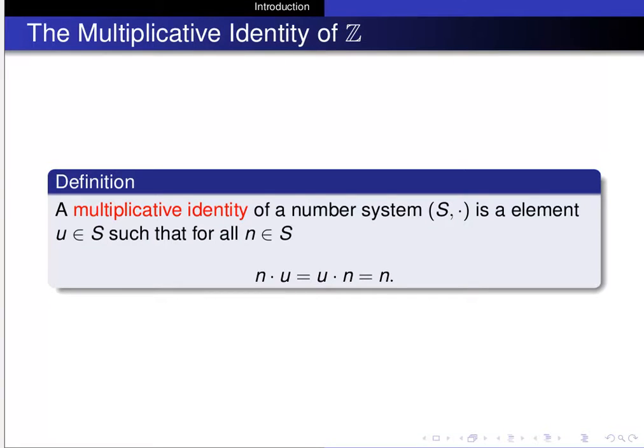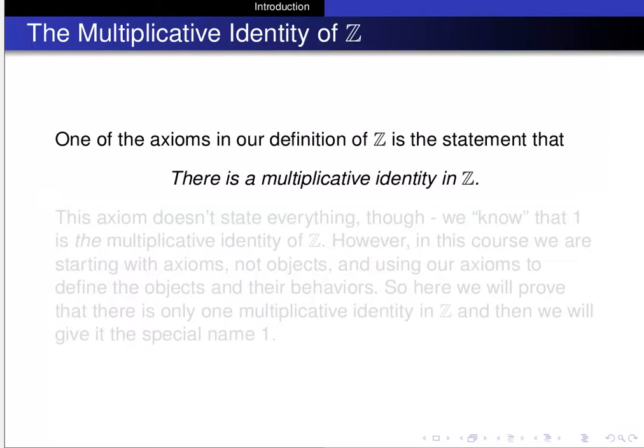So let's look at multiplicative identities. A multiplicative identity in a number system S with an operation of multiplication is an element U in the number system such that for all n in S, n times U is equal to U times n is equal to n. So it operates a lot like what we know 1 does when you multiply by it.